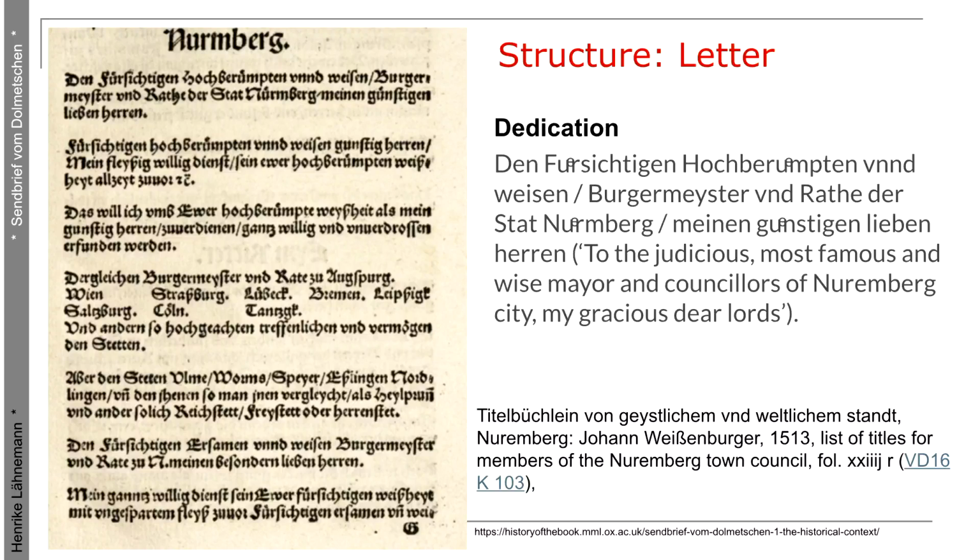So to know which form of address to use, there were so-called Titelbüchlein, which list exactly how to address each person. And Nuremberg is actually given as an example for an imperial town. And so how to address Bürgermeister und Räte, so the mayor and the town councillors, as den fürsichtigen, hochberühmten und weisen Bürgermeister und Rate der Stadt Nürnberg, meinem günstigen, lieben Herrn.